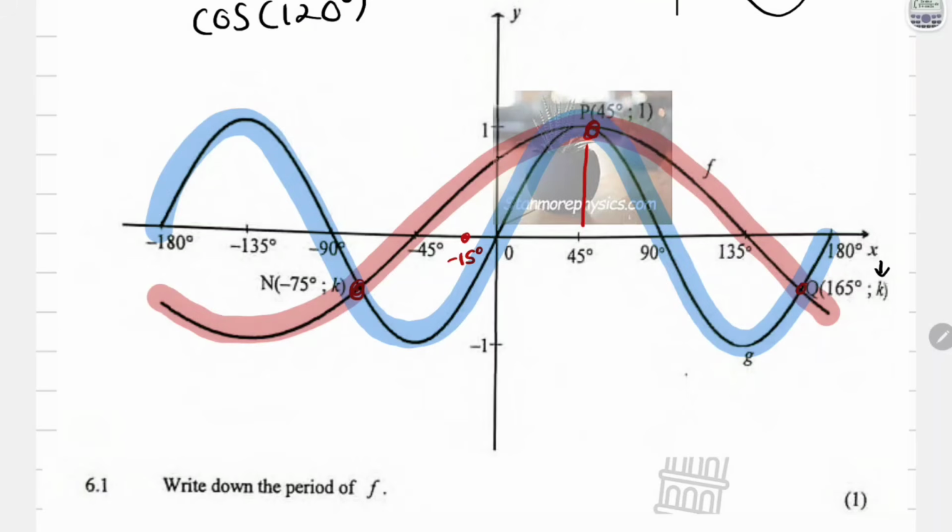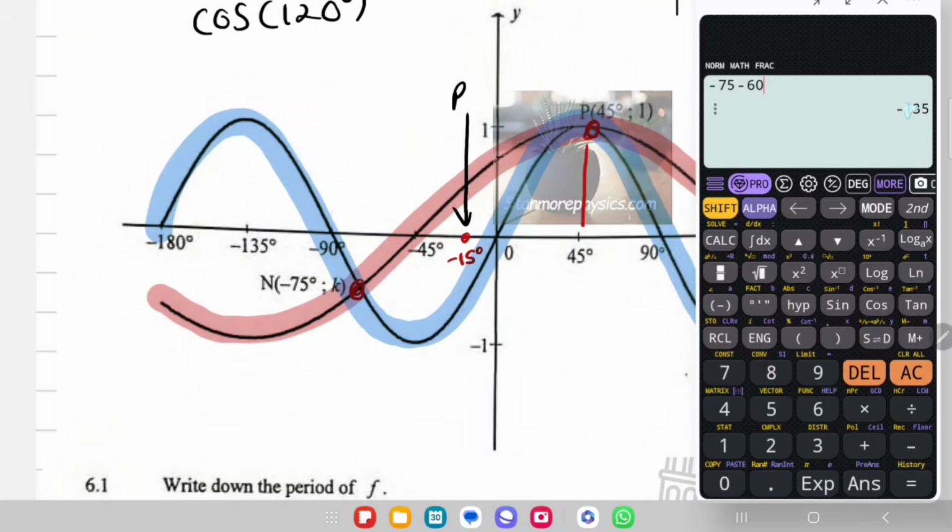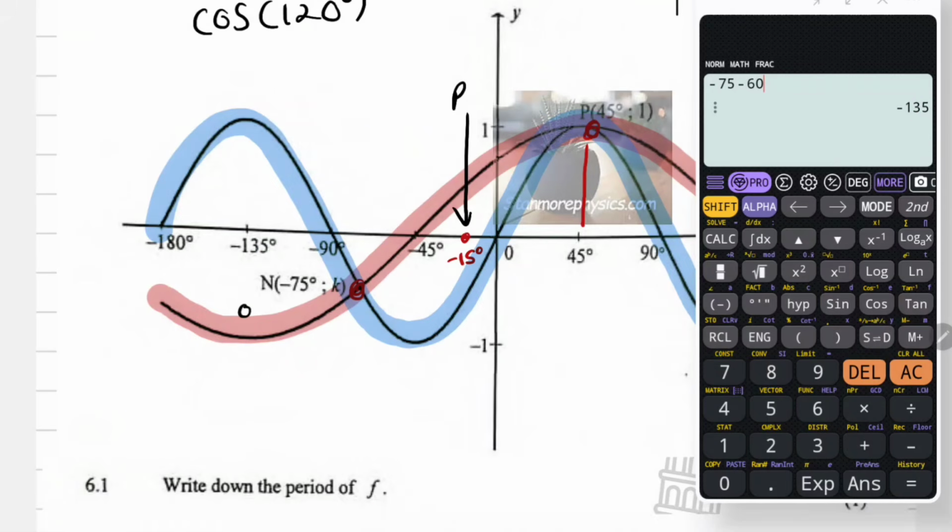Okay, 45 minus 60 is negative 15. So it means that they will intersect again at negative 15. Let's keep that in mind. That's where P is going to be. And the place they intersected before was here at negative 75. They're going to move 60 degrees to the left, so they're going to intersect at negative 75 minus 60 degrees, which gives us negative 135. So here, that's where they will intersect. That's a new place they would intersect.